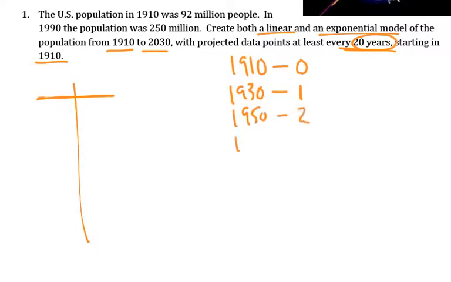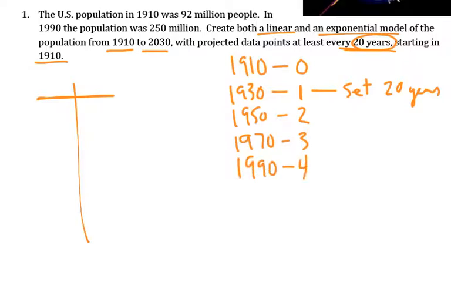1950 would be 2. That's my first set of 20 years. That's kind of how you think about it, and in math, this is really how we like to do it. It simplifies the process. So 1970 would be 3, 1990 would be 4, 2010 would be 5. So we go 0, 1, 2, 3, 4, 5. Much easier to deal with, right?